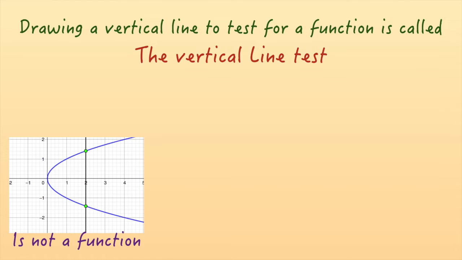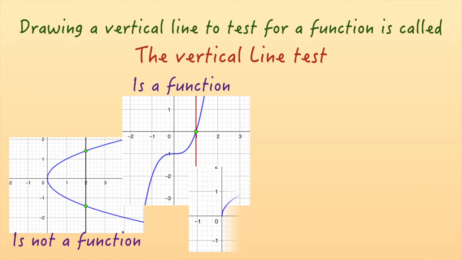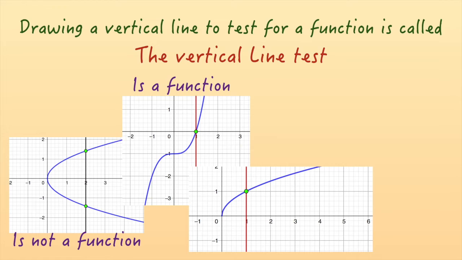Here we have like a cubic type graph. We draw our vertical line and it only crosses the graph once. So this is a function. How are you finding this? Not too bad? I hope so. Here we have like a square root graph. We draw a vertical line. It also cuts the graph only once, and that satisfies our rules. Therefore, this is a function.